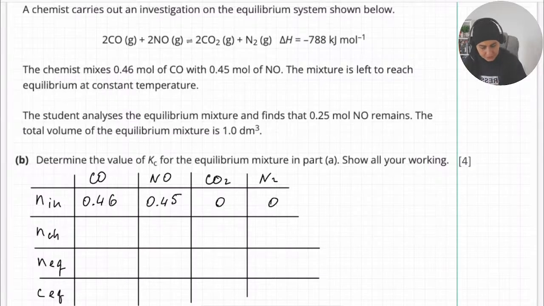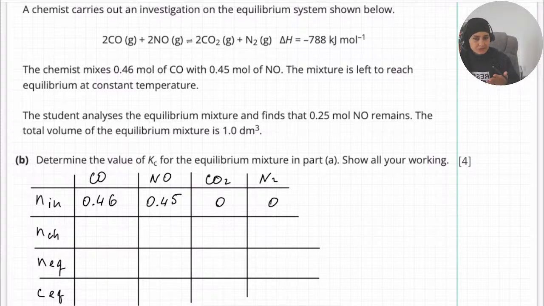What else do we know? Let's read on. They mixed that, and then the student analyzes the equilibrium mixture and finds that 0.25 moles of NO remains. So after these reactants have reacted, they formed some products, and we know how much NO remains, because remember, at equilibrium you would always have reactants and products. It might look like reactants cannot fully react, but that's wrong, because both reactions are happening, forward and backward, but they're just happening at the same rate. That's why we see that concentrations are not changing. That's the whole idea of the equilibrium.